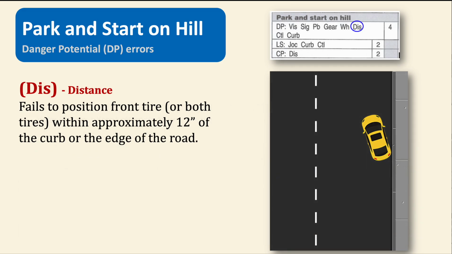Distance. Now, if you see here, in this section, there's a 4-point distance penalty under danger potential, and there's a 2-point distance penalty under congestion potential. So the 4-point one is the critical one. If the applicant fails to put the front tire or both tires within about 12 inches of the curb or the edge of the road, just circle the 4-point distance penalty. The 2-point distance penalty is for the rear tire only. We'll get to that shortly.